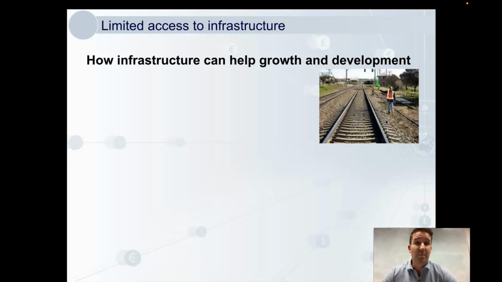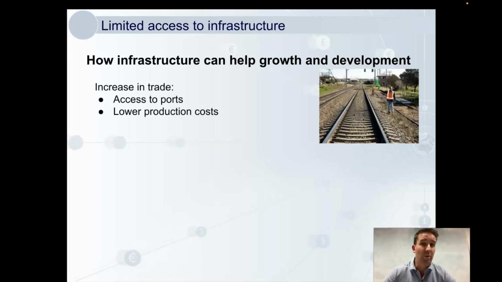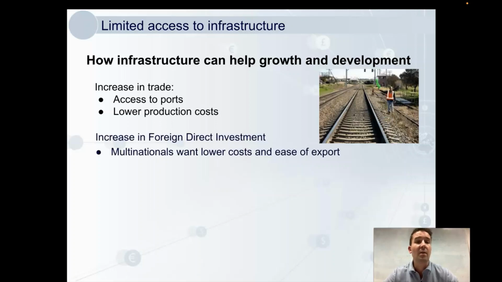Limited access to infrastructure is another barrier. So firstly, how would infrastructure help? They get an increase in trade, more access to ports, things like rail, getting goods out to sea through the ports can lower production costs and make it more internationally competitive. When you get increased foreign direct investment, the multinationals that are going to do the foreign direct investment want lower costs, and they want to be able to take the goods that they are producing there and get them out of the country for export. So the infrastructure is going to help them do that.